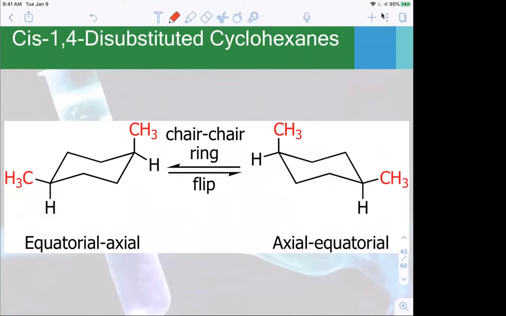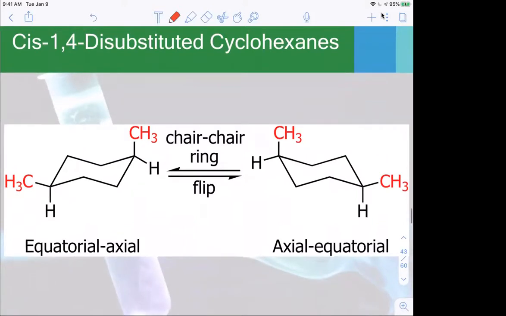So you need to be able to analyze this. This is cis 1,4 di-substituted. Cis means I have up, up. This is 1, 2, 3, 4. So I have an equatorial methyl and an axial methyl, or I have an axial methyl and an equatorial methyl. Remember, this comes down, that goes up. This carbon is now this carbon. I still have equatorial up, and I have axial up.